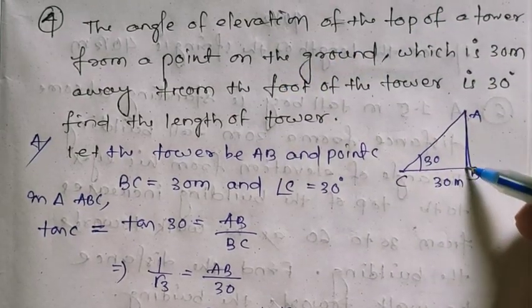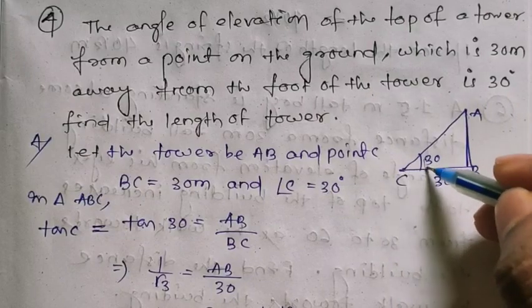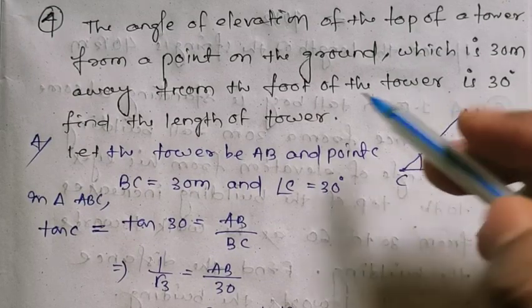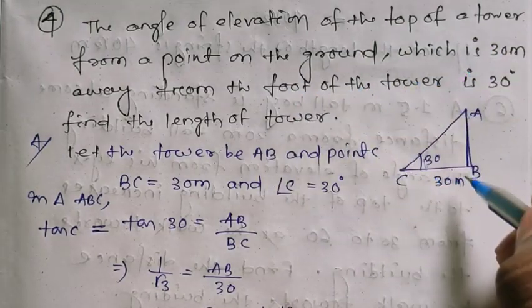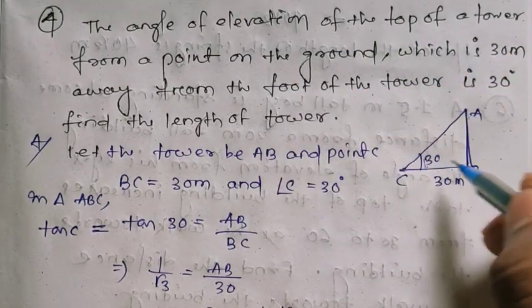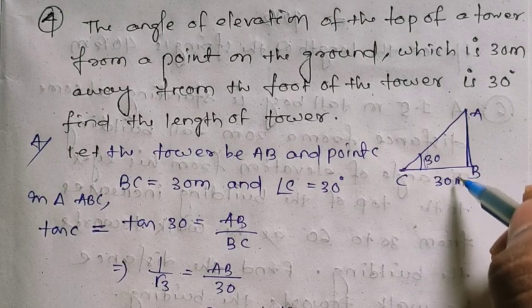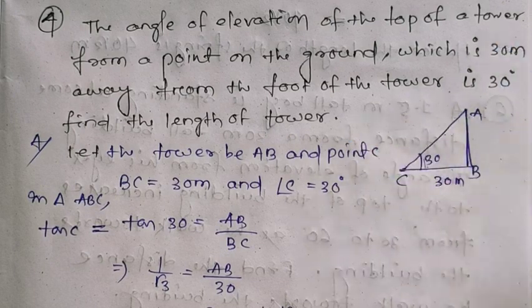Let's consider AB is a tower. From a point C, the angle of elevation is 30 degree, and it is 30 meter away from the foot. From AB, C is 30 meter away. Find the length of the tower. We have to find out AB.